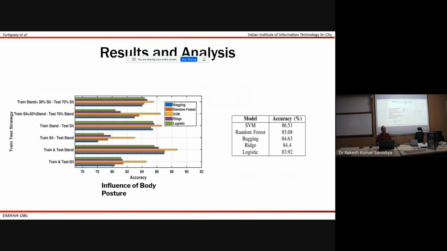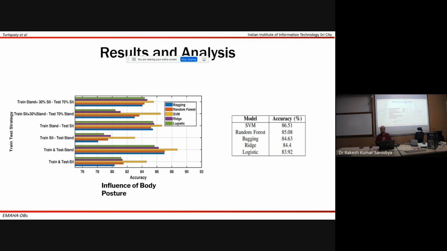Okay. So these are some of the results. The first one is related to the influence of body postures. For example, we train with the standing position and some part of the sitting position. What is the performance with the rest of the sitting position? And similarly, training with all the data from sitting position and some amount, 30%, of standing position, and testing with the rest of the data. Or training with standing and testing with the sitting data. So all is possible: inter conditions, intra conditions, and never seen the other condition.